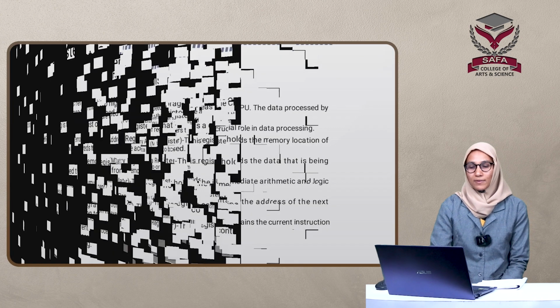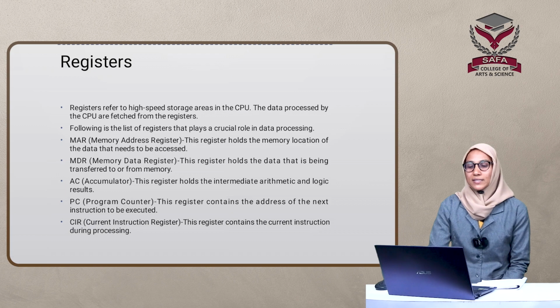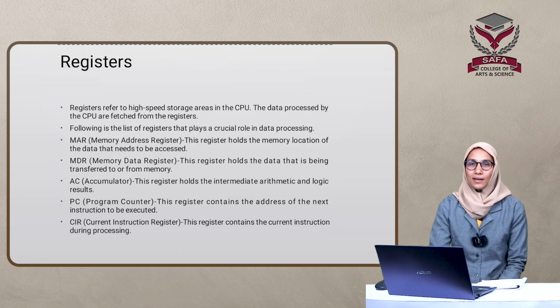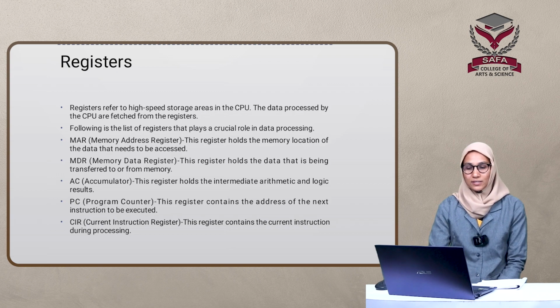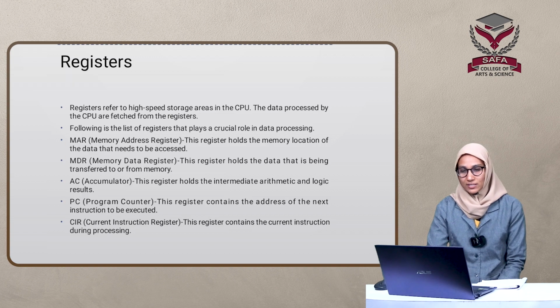Next, registers. What is the use of registers? Registers are high-speed storage areas in the CPU. This is a temporary arrangement. Some registers are the following. First one, the memory address register. In the memory address register, the memory locations of data are stored. Only the memory address of data that needs to be accessed is stored. At execution time, the address of the data to be used is held in the memory address register.